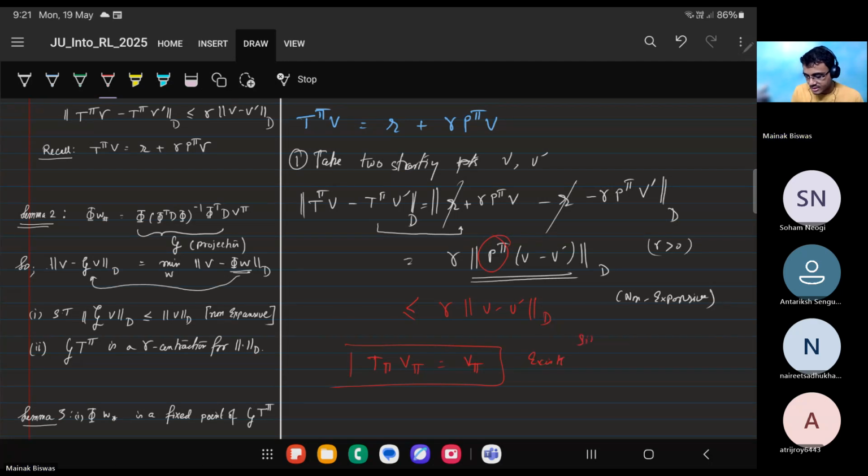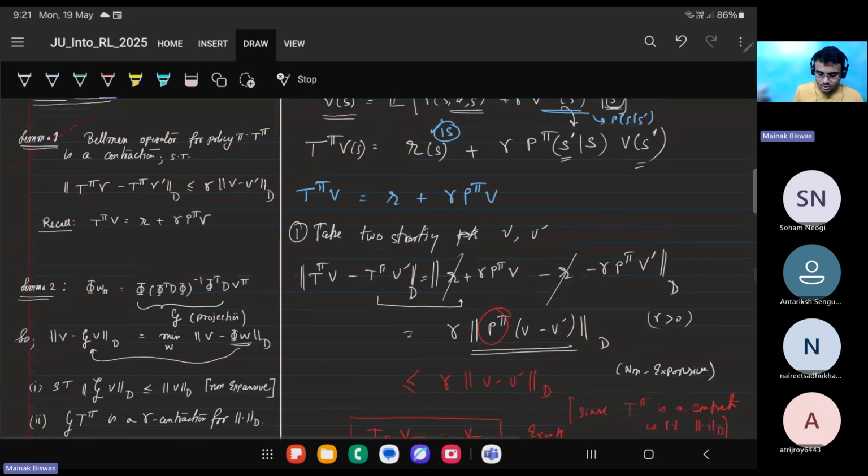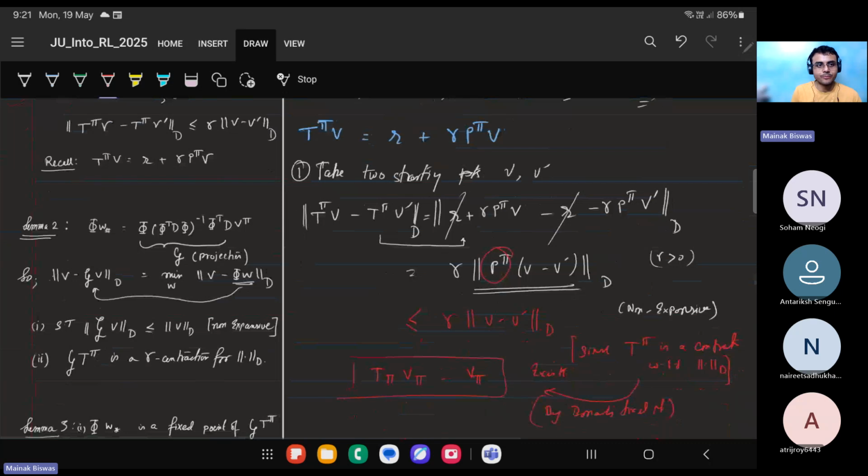Since T pi is a contraction with respect to the d norm, by Banach's fixed point theorem, this exists. So this is one thing I proved. Okay, very good. So T pi equal to v pi, we have proved again.